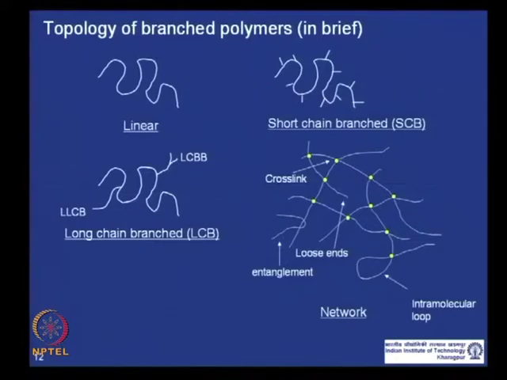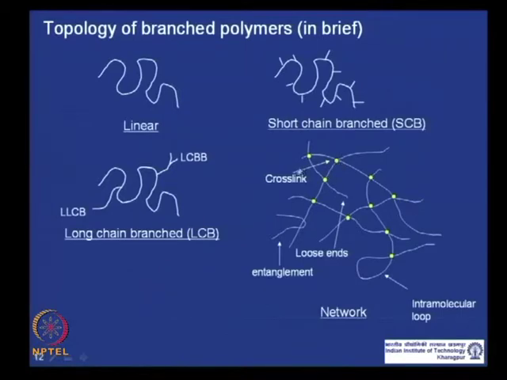Now, let us have a brief discussion. Whatever we have discussed about chain dimension is mainly about linear polymer, which is shown here. This is a similar trend. Now, you can have branches also, you can have short branches and you can also have long branches. Long branches can have further branches from themselves. So, it is a long chain branching with branches, or you have a linear long chain branching here, okay, or you can have a network.